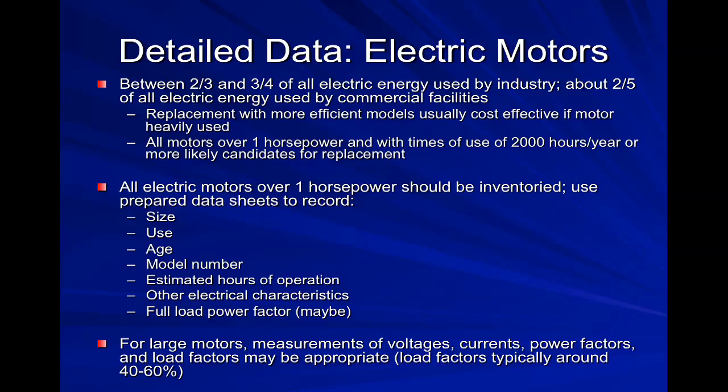Motors, oh my gosh. So notice here, motors over 1 horsepower should be inventoried. Again, same sort of information that we need to record for these. Something else that isn't often realized is it's not uncommon for motors to be oversized for a job. Maybe a 3 horsepower motor would work just fine, but instead a 5 horsepower motor is put in place. We'll talk later in the book about variable frequency drives, which are going to reduce energy use with motors significantly.